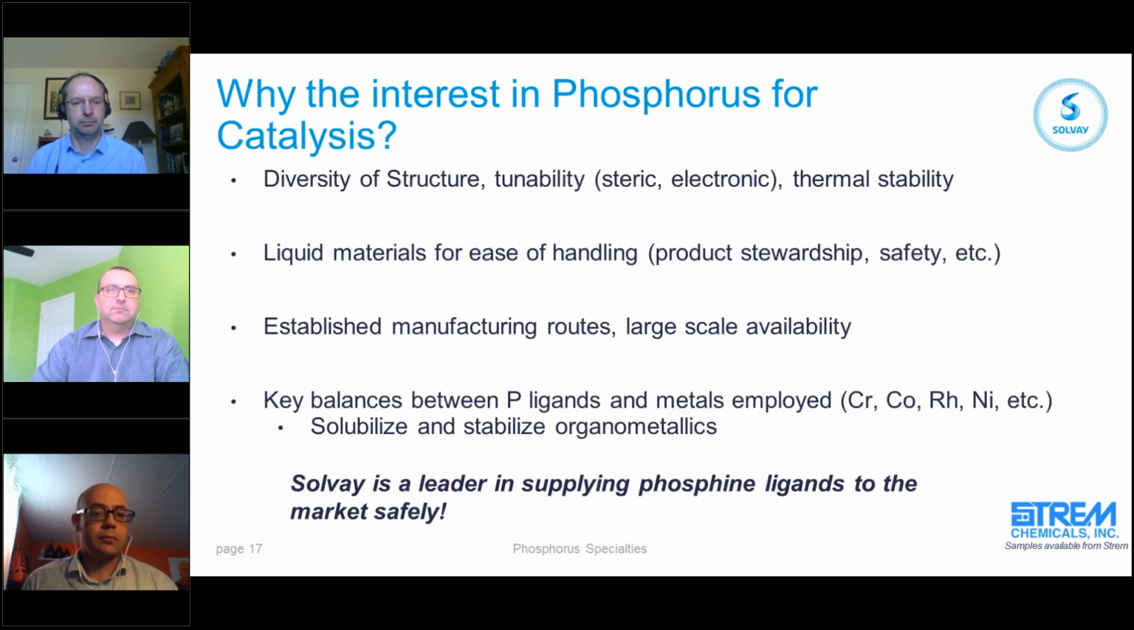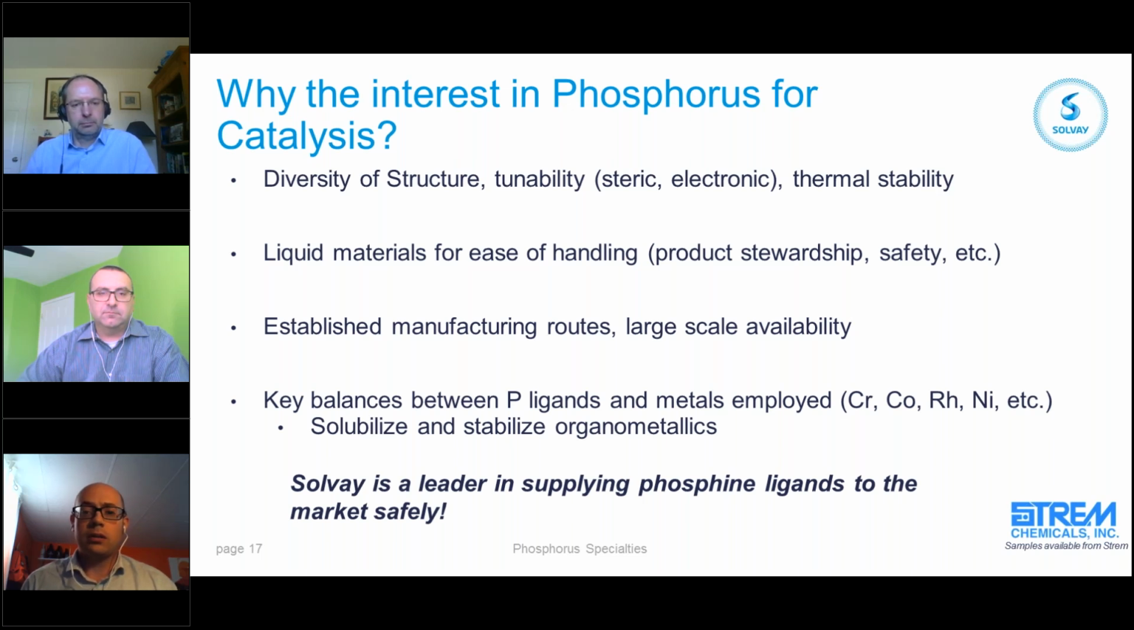Next slide, please. So the interest in phosphorus catalysis is really driven around the diversity of the structure and the tunability of that structure, right? As Dino mentioned earlier, we can really tailor these systems to fit the needs that different applications and different chemistries require. From a practical standpoint, a lot of these are supplied as liquids for ease of handling, and we do a lot of product stewardship and safety around that.